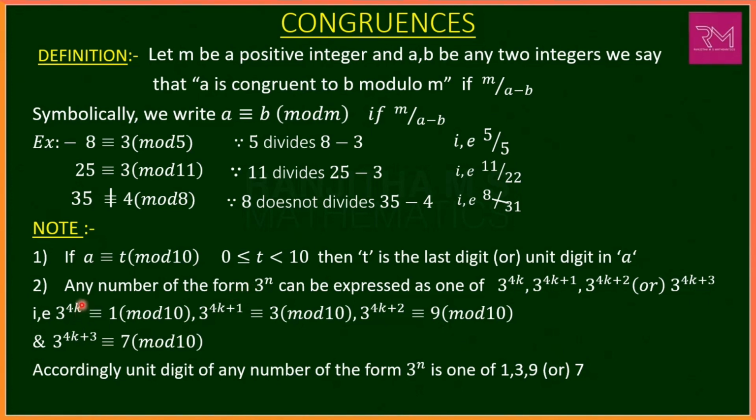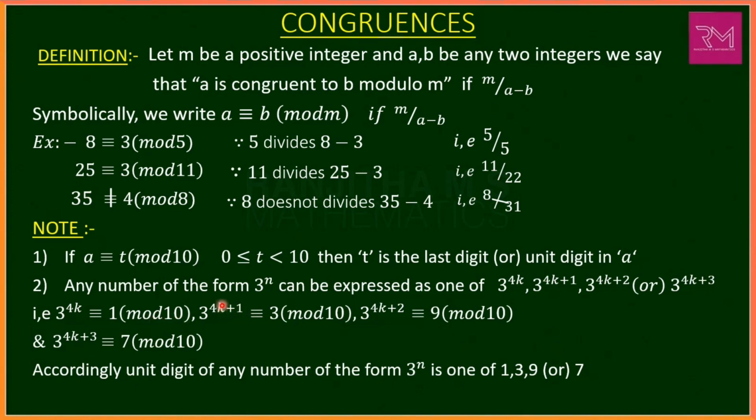Here if we take k value as 1, we get 3 power 4 is congruent to 1 modulo 10. Let us check this value. Substituting k as 1, we get 3 power 4. We know that 3 power 4 is 81. So 81 is congruent to 1 modulo 10. This is because 10 divides 81 minus 1. 81 minus 1 is 80. So we can conclude that 10 divides 80.